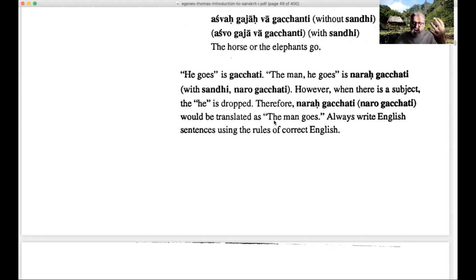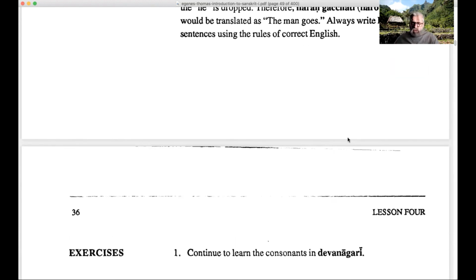So when we translate from Sanskrit, we want to put it in English that makes proper English sense. So always write English sentences using the rules of correct English. Hopefully everybody knows correct English. And normally, although we will see "the man, he goes," naraha gachati, we will only write "the man goes," or "a man goes."